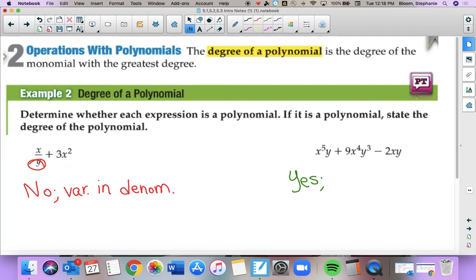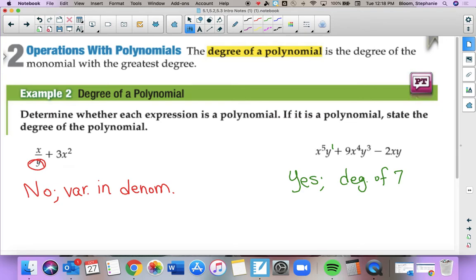So what's the degree on y? A 1. So that would give me what for that term right there? 6. And what would this one be? 7. So you pick the largest. And so this would be a degree of 7. And you're not going to see that very much. But I at least want you to be exposed to it so you know if you get something like that, what the degree would be. Okay?